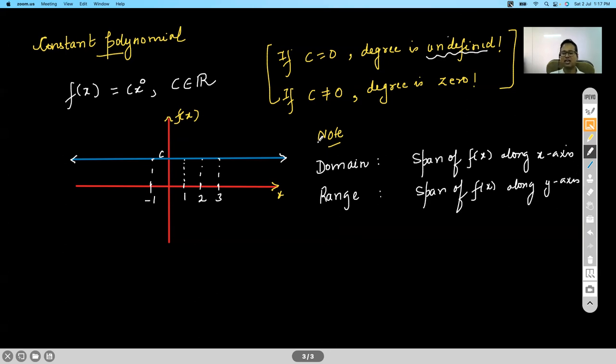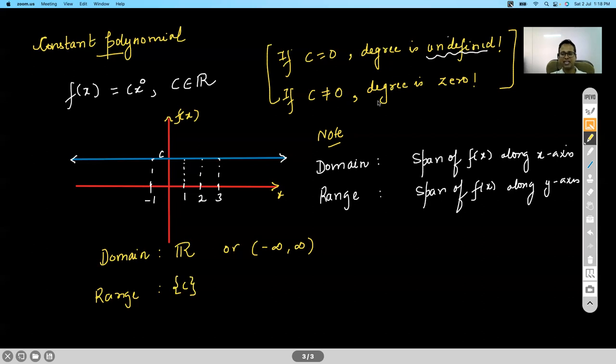So if you look at this graph, what is the span of this function along the x-axis? You'll say that it is spreading across the entire x-axis, isn't it? So in this case, your domain will be all real numbers, or you can say minus infinity to infinity. Both are considered to be the same thing. But what will be the range? Who will tell me the range? Range will be a singleton set, right? Range will be a singleton set C.